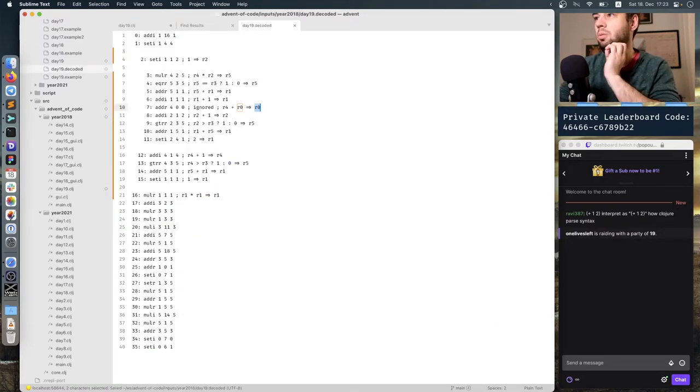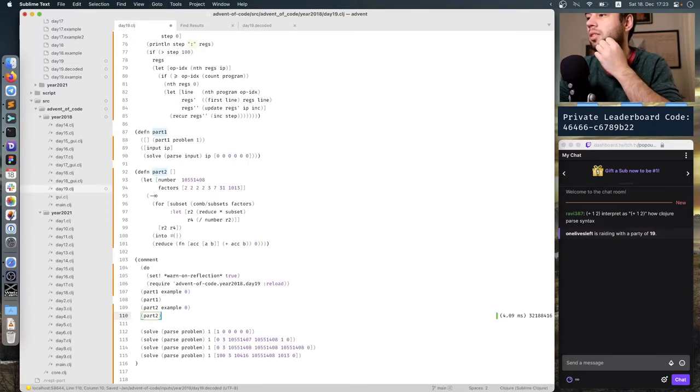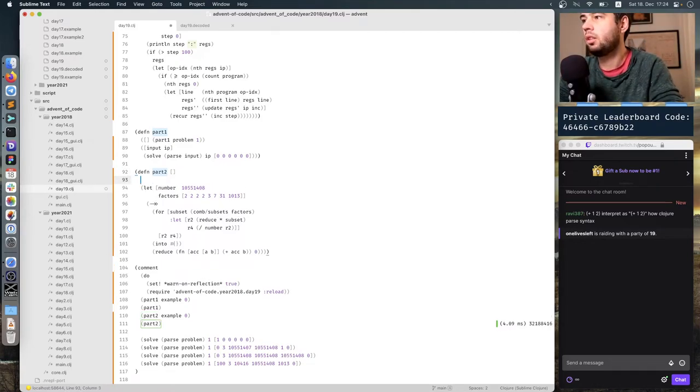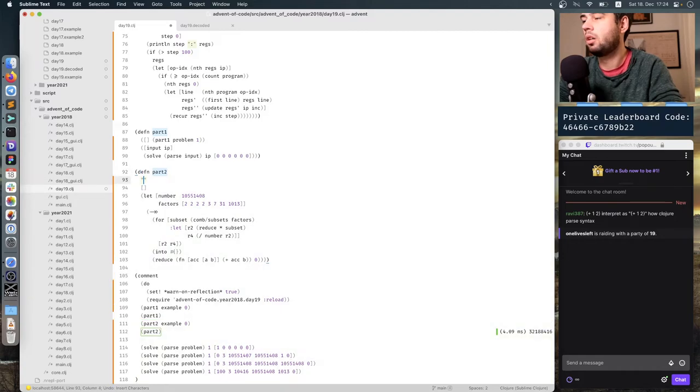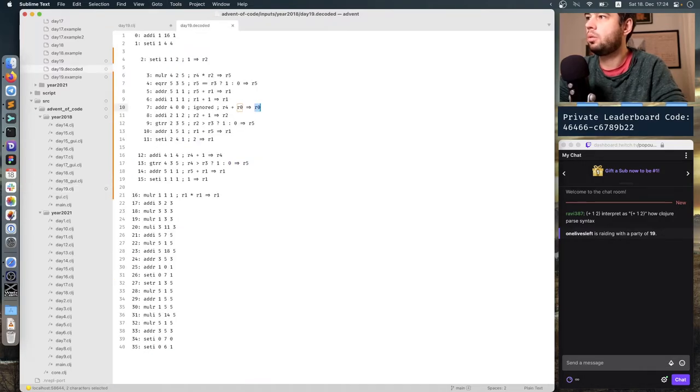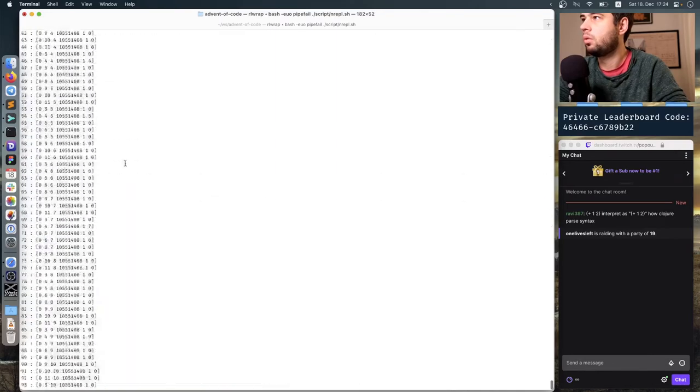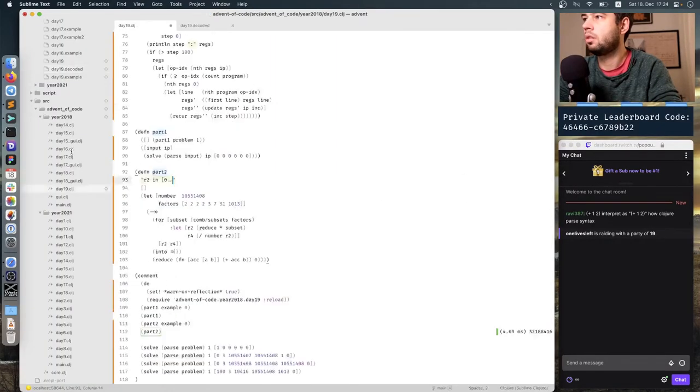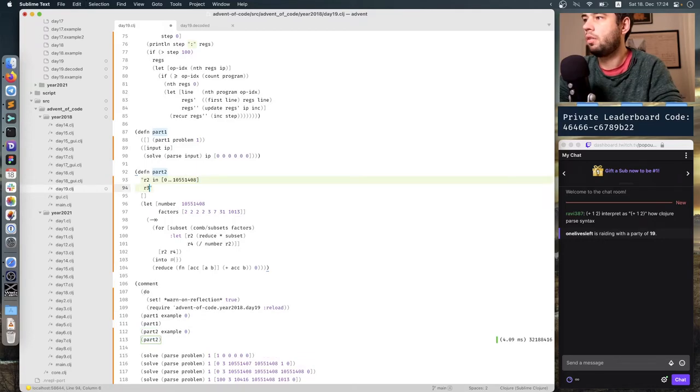So the solution was to figure out what the program does, right? Maybe we write a comment somewhere in here. Let's write a comment, actually, yeah. R2 in 0 to this number, right? R4 in 0 to this number.